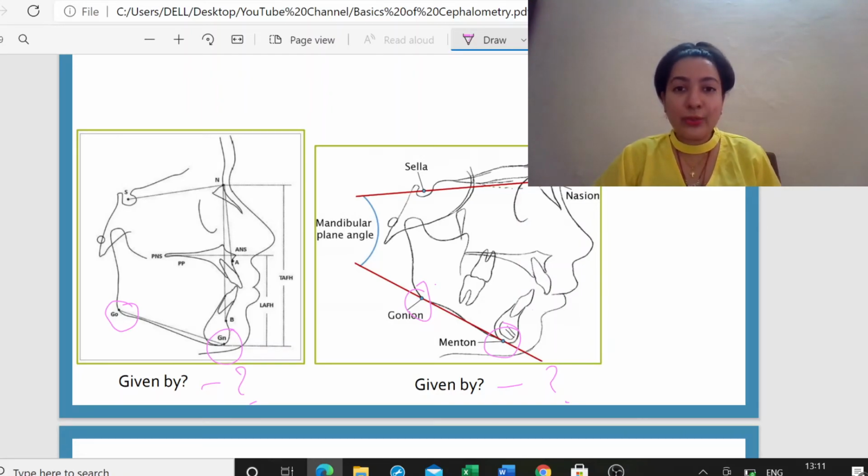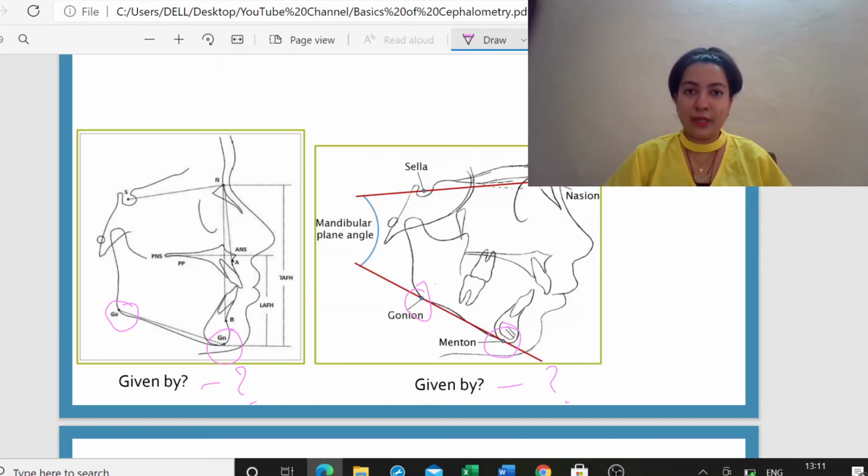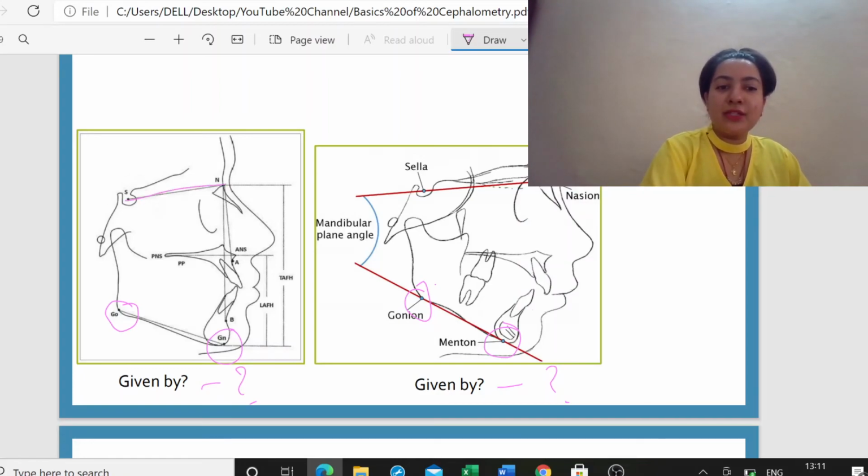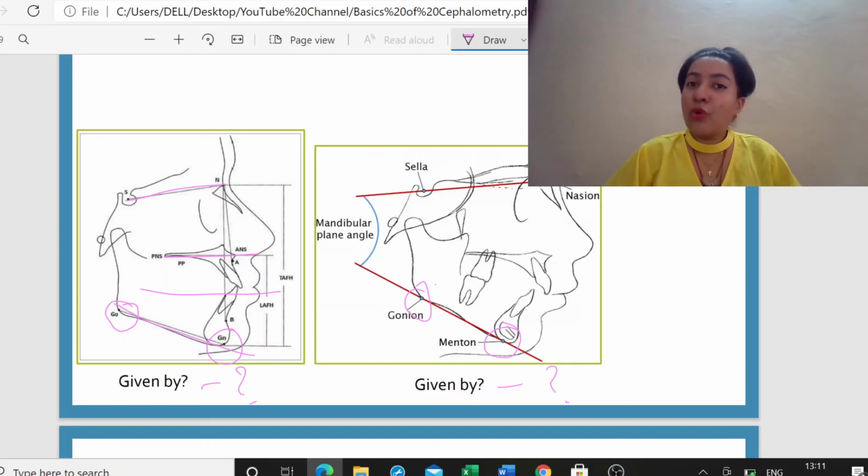Okay, so I think with this we can sum up our basic concepts in cephalometry, wherein what did we see? We saw the landmarks, hard tissue landmarks, soft tissue landmarks. Okay, when landmarks are joined together, what are we getting? We are getting a plane. Planes can be horizontal planes, planes can be vertical. So we saw the sella nasion, ANS, PNS, occlusal plane, mandibular plane. These are the four most important horizontal planes which we saw.